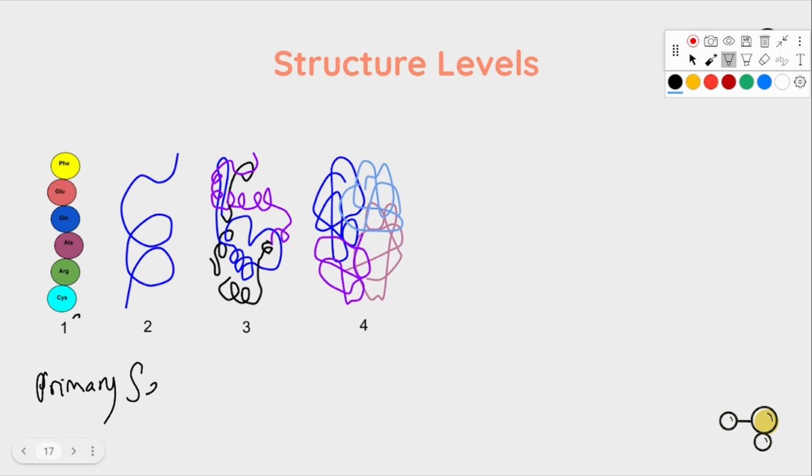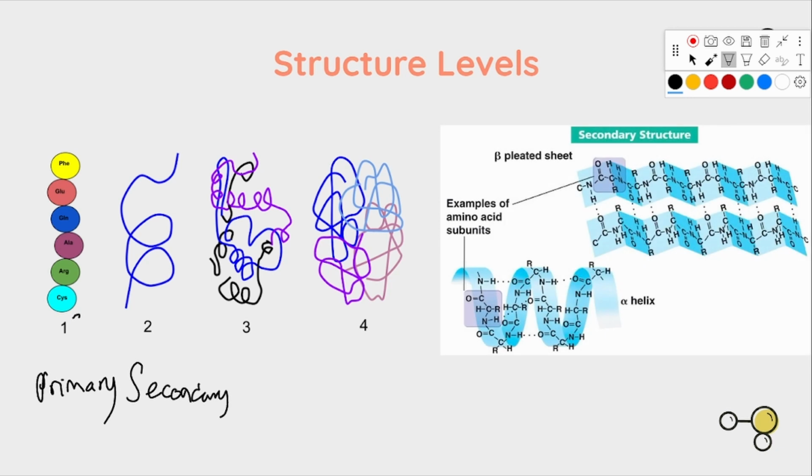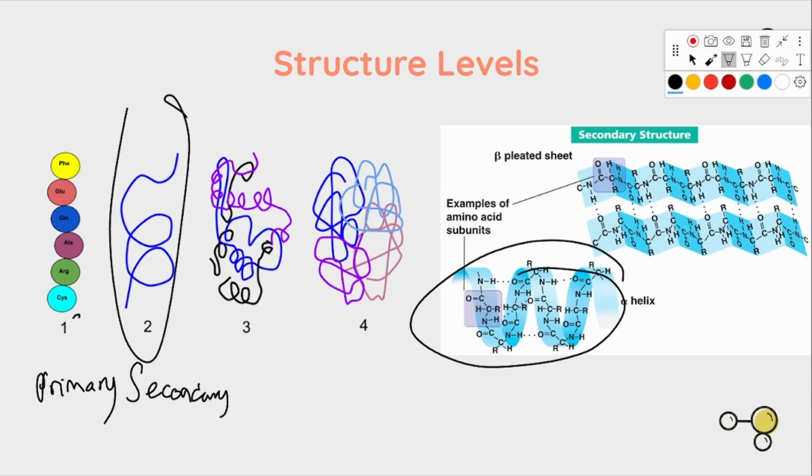The next structure is the secondary structure. The secondary structure forms due to hydrogen bonds forming between neighboring peptide chains. As a result, they form shapes known as alpha helixes, as seen here and here, or beta pleated sheets, as we see here. We can see the hydrogen bonds being formed between peptide chains in the models that we see to the right. These attractions change the secondary structure of the protein.